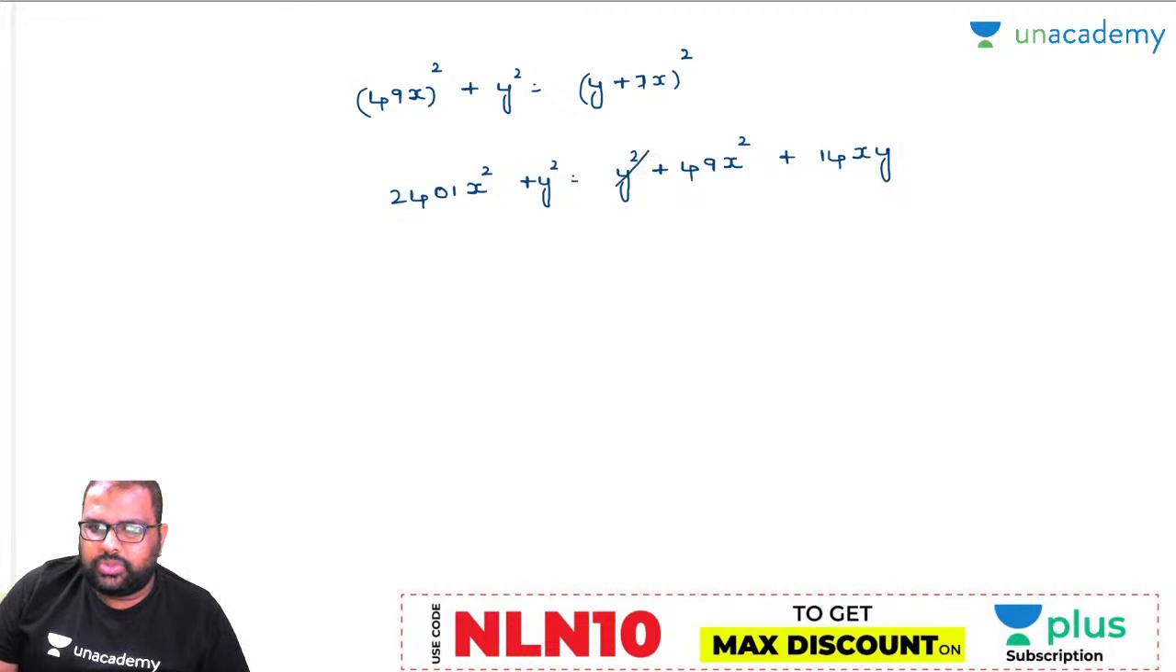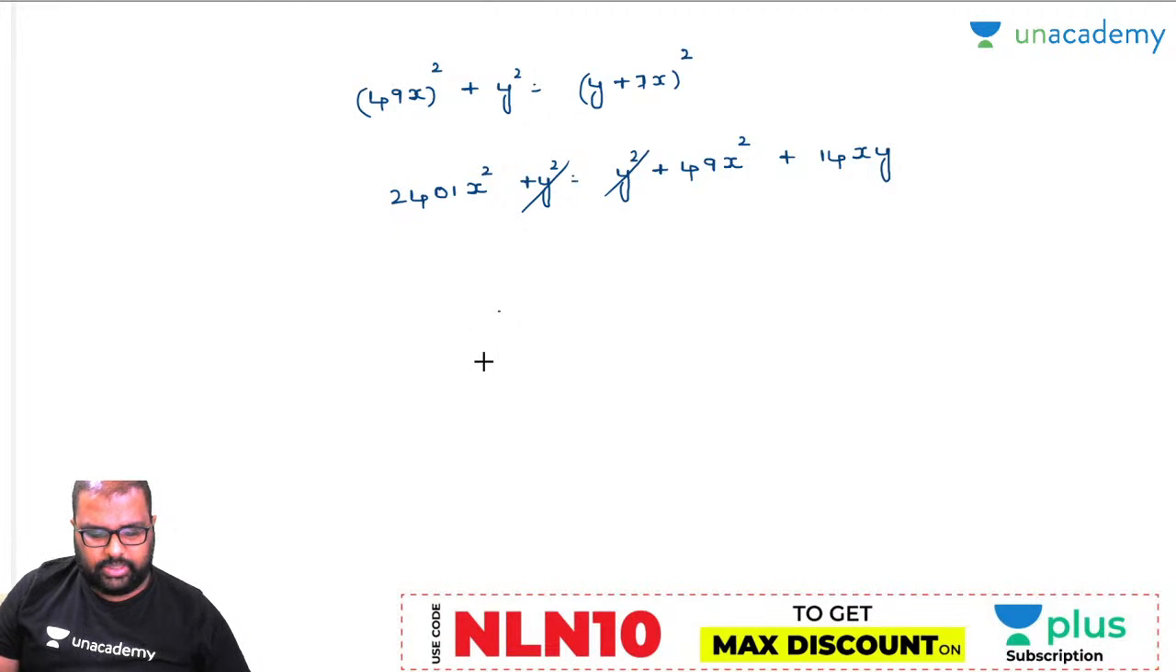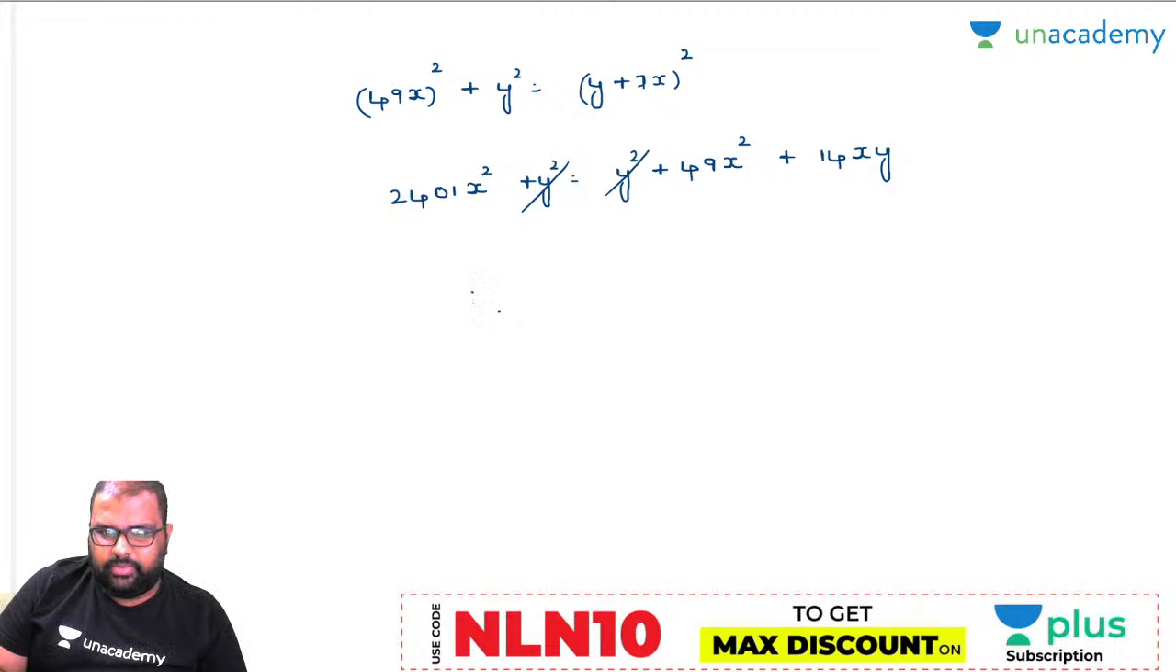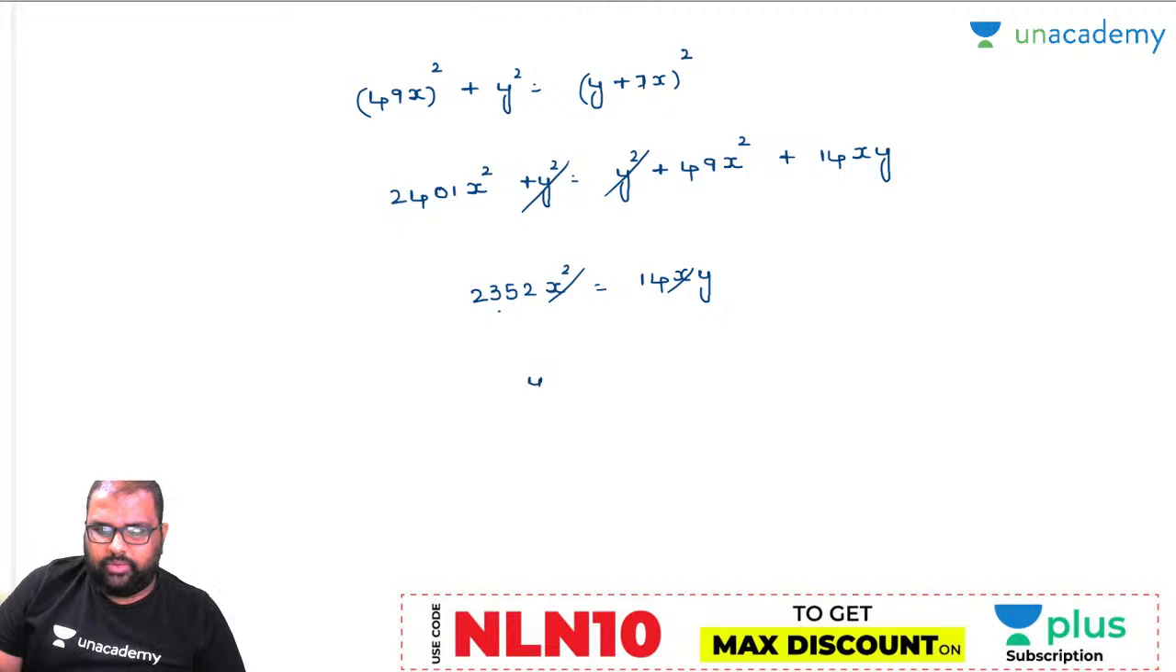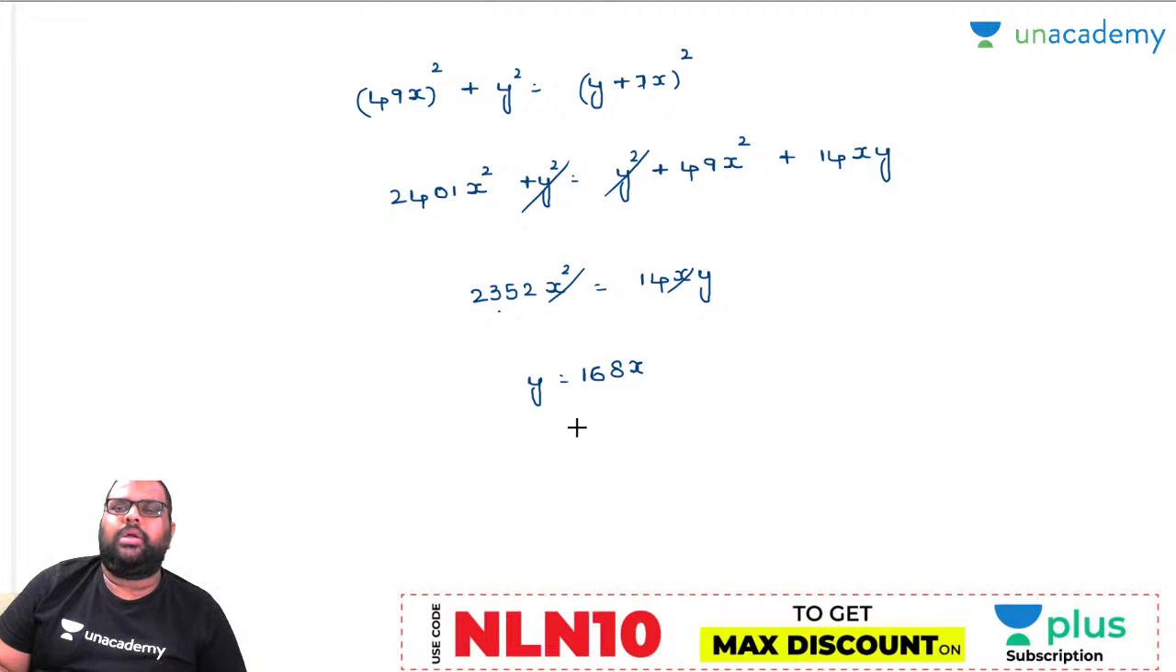Yes, perfectly. So y square gets cancelled. So 2401 minus 49 is nothing but how much? 2401 minus 49 is 2352. So 2352x square is equal to 14xy. And therefore your x and x get cancelled. So 2352 divided by 14 is nothing but 168. And your y value is nothing but equal to 168x. Am I right? Perfectly done.